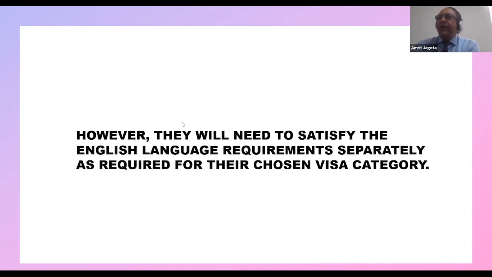However, they will definitely need to satisfy the English language requirements separately as required for the chosen visa category. So if they need to apply for a visa, that's a different issue, but for skills assessment, they are fine. Next screen, please.